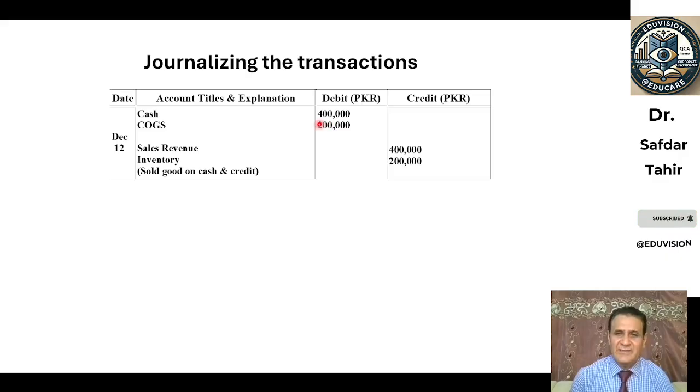So the cash increase of 4 lakh, we debit it, and cost of goods sold of 2 lakh. Then sales revenue is 4 lakh, that is credited, and inventory, which is an asset and is decreasing, that is credited. So we journalize this transaction into a composite entry.